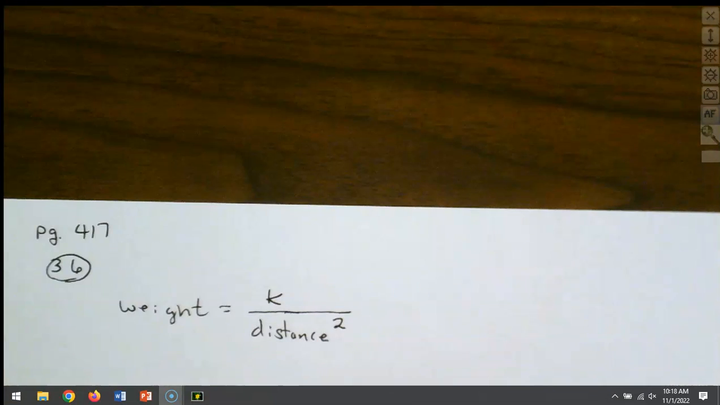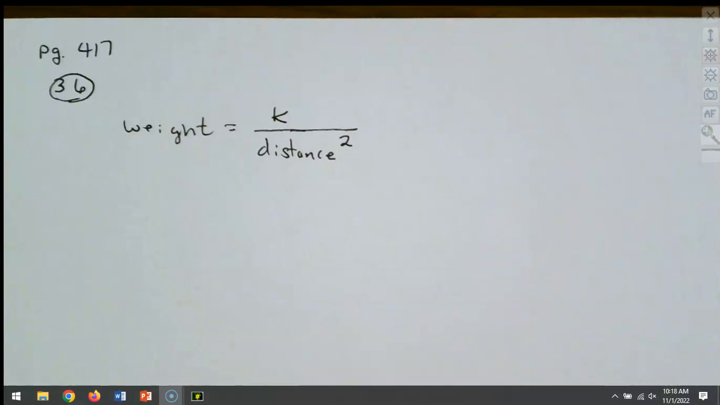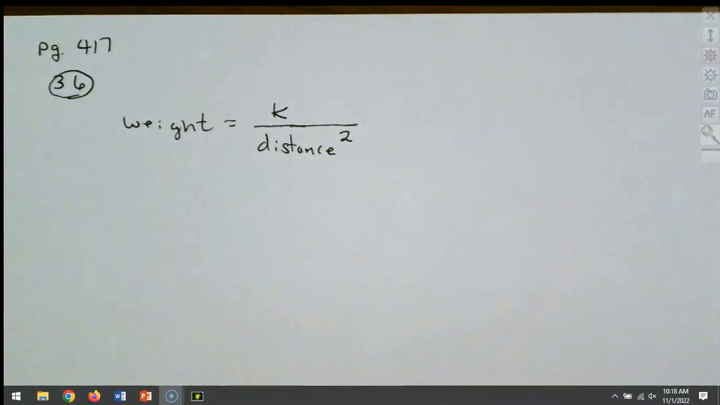Is everyone okay with how I got that? Right? Why am I dividing? Because it says inverse. Inverse means we divide. Direct means we multiply. Now, why is it over the distance squared? Because it says here, varies inversely as the square of its distance. So that's why that piece is squared.